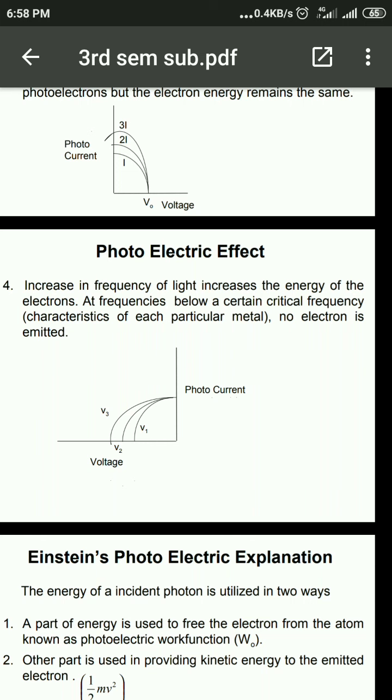So when you increase the frequency, the stopping potential is increasing, but the photocurrent remains same, because the number of electrons is same, only the kinetic energy is increasing. When you increase the frequency of the incident light, only the energy of the emitted electron is increasing, but the number of ejected electrons is the same.